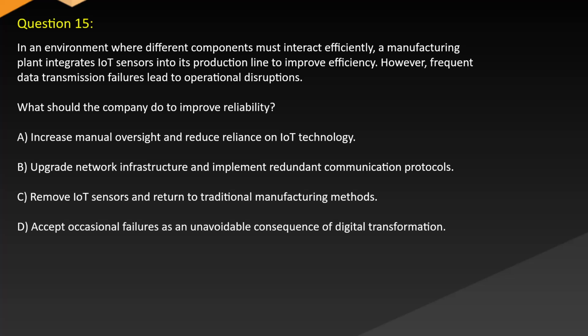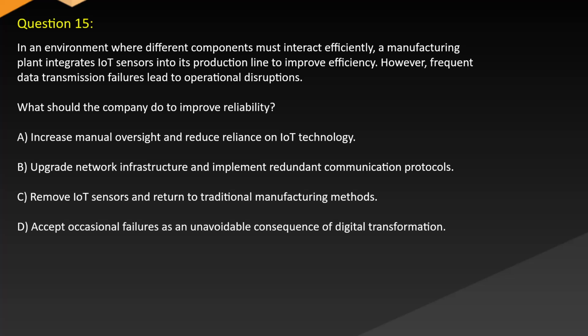Question 15. In an environment where different components must interact efficiently, a manufacturing plant integrates IoT sensors into its production line to improve efficiency. However, frequent data transmission failures lead to operational disruptions. What should the company do to improve reliability?